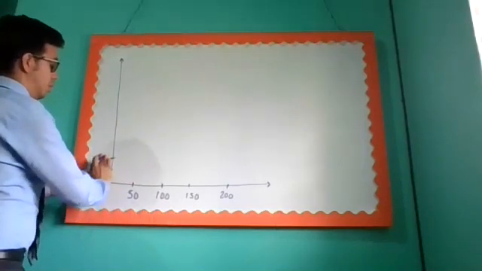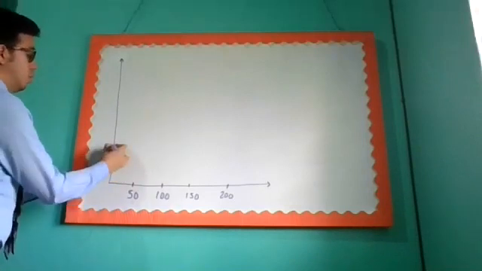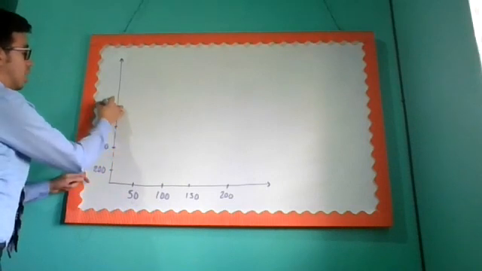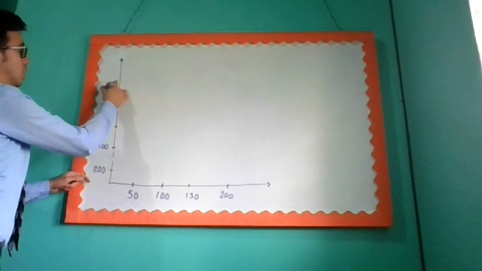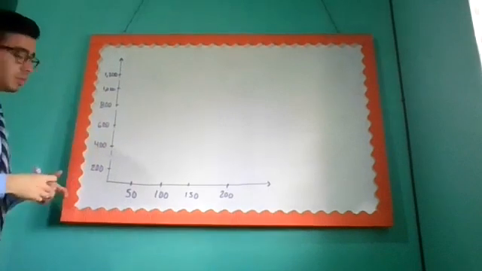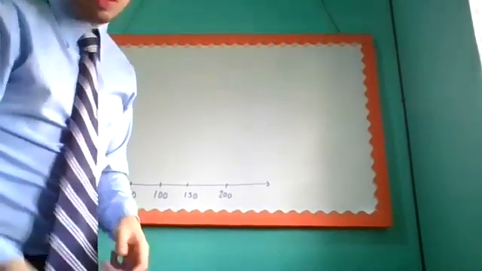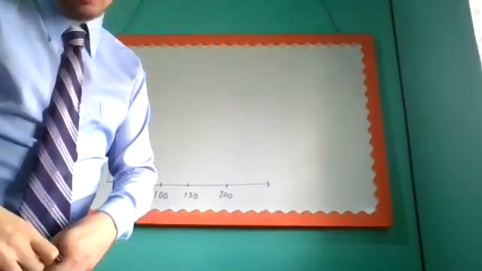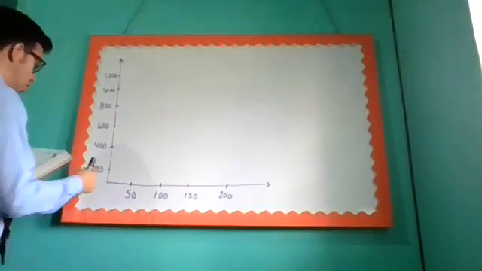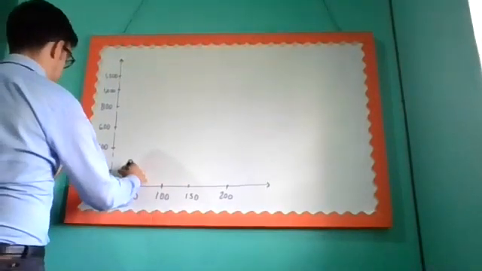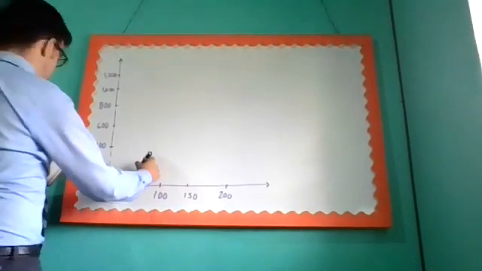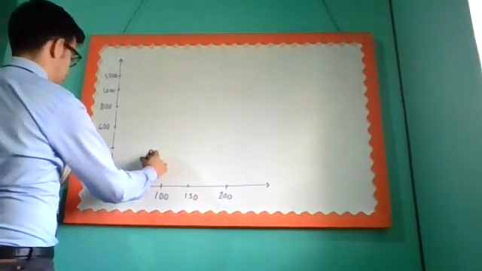I think we need more space. 200, 400, 600, 800, 1000, and 1,200. Okay, and how are the points located? You have for 200 here, less than 50. Later, here you have 300.